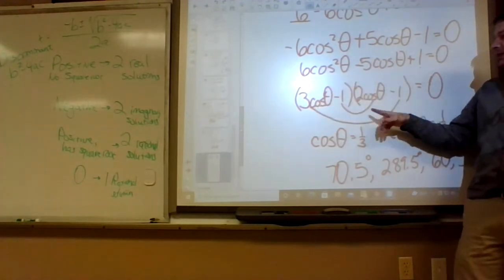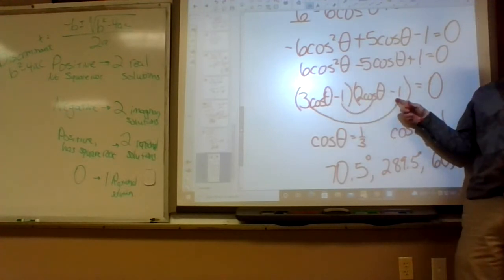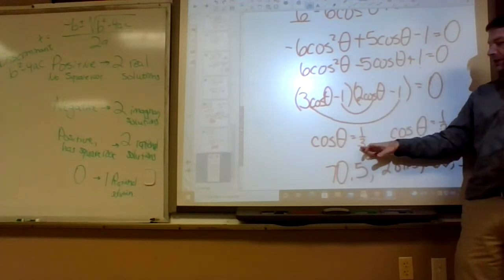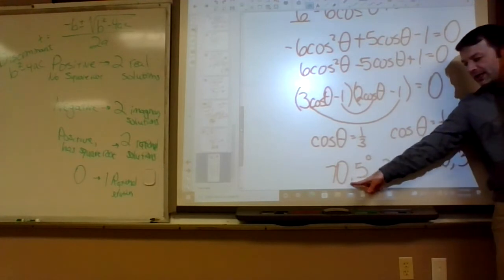So cosine could equal 1/3 or positive 1/2. To find theta, you have to do cosine inverse of this, which gave us that.